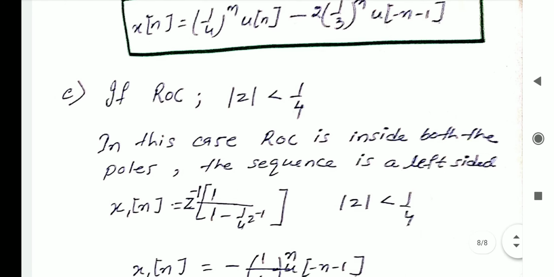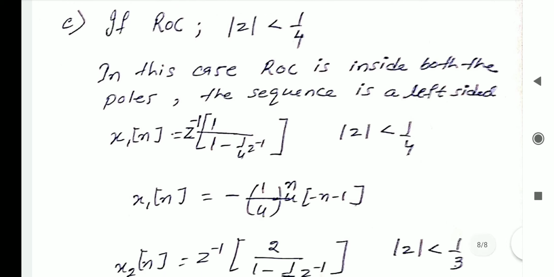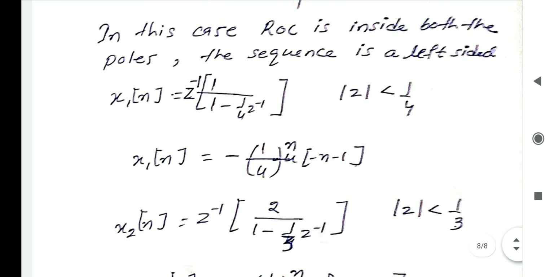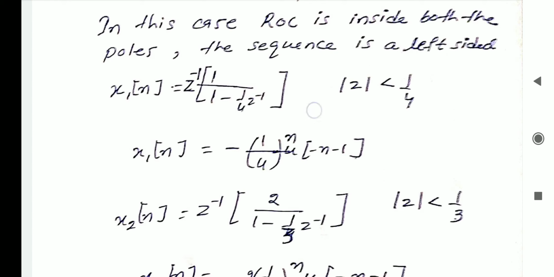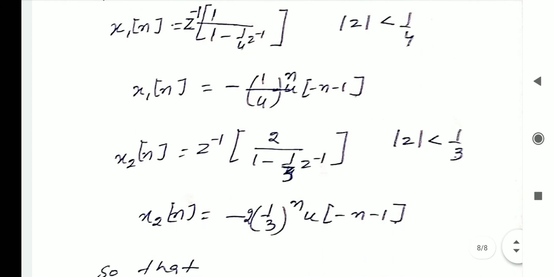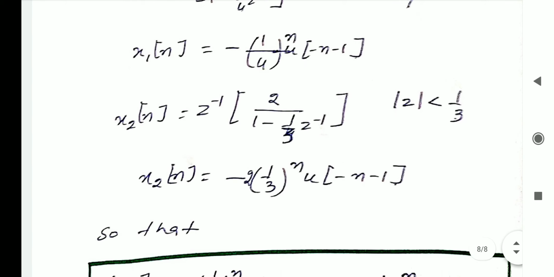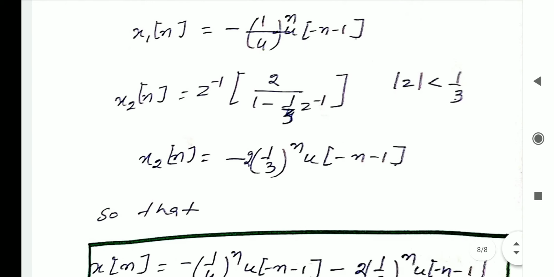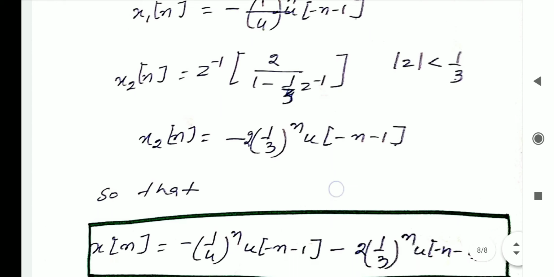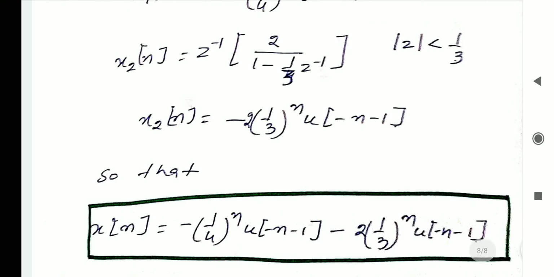Now the third part, the ROC is mod of z less than 1/4. In this case, ROC is inside both the poles. The sequence is a left-sided sequence. So we'll find x1(n), that is the inverse z transform of 1/(1 minus (1/4)z^-1), mod of z less than 1/4. x1(n) will be minus (1/4)^n u(minus n minus 1). x2(n) is the inverse z transform of 2/(1 minus (1/3)z^-1), mod of z less than 1/3. x2(n) will be minus 2 times (1/3)^n u(minus n minus 1).